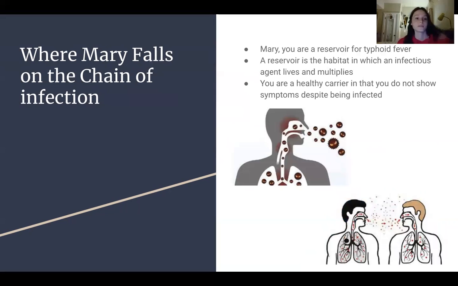So Mary falls on the second part of the chain of infection. She's a reservoir for typhoid fever. So she's basically the habitat where the infectious agent lives and multiplies. Even though she's healthy and doesn't have symptoms, she can still affect other people.